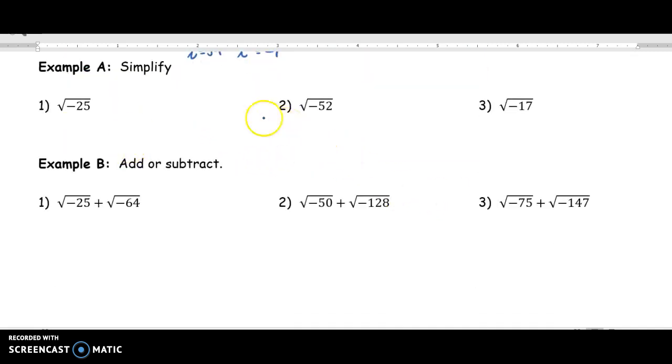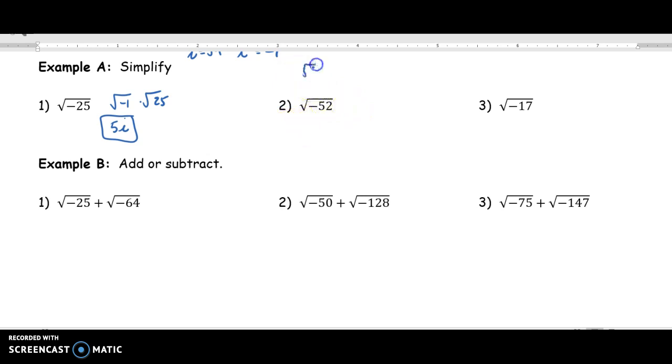Well, when we go to simplify these radicals, I'm going to break this up into the square root of -1 times the square root of 25. And if you remember from simplifying radicals, the square root of -1 is just going to be i. The square root of 25 is 5. Therefore, we leave this as 5i. Okay? The next one.